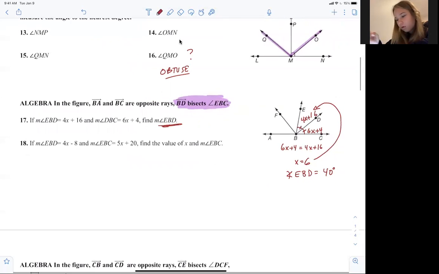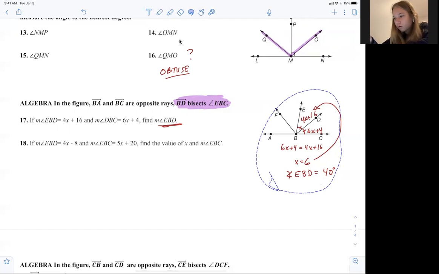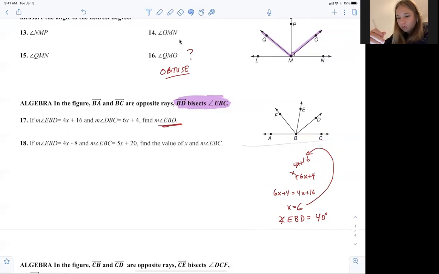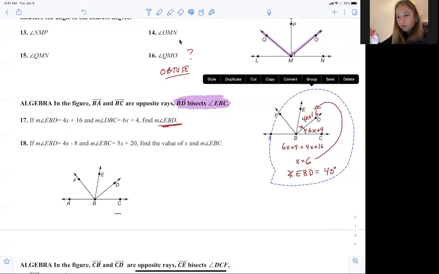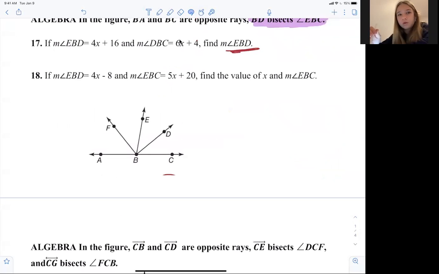All right, let's look at number 18. For 18, I have EBD and EB. Oh, this one's good. So now what I want to do is copy this, paste it over here, and move that back to where it was. Now we got a new one. EBD is 4x minus 8. And now EBC is the whole thing from here to here.